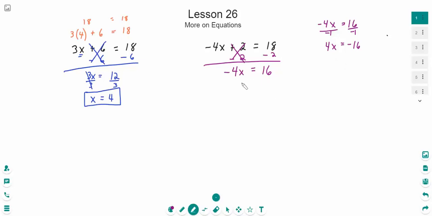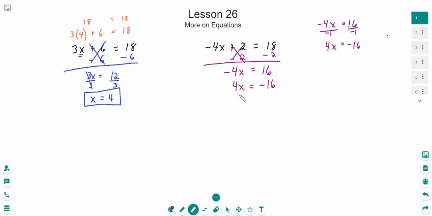You might even say, well, I just don't like the negative on the side that has my variable, so I'm just going to change this to a +4x, but then I have to change all the signs on the right-hand side, which means this is going to change to a -16. So do you see how that worked? All I did was just change the sign on this side, but then I had to change the sign on this side as well. All right? So you change the sign on one side, you have to change it on the other.